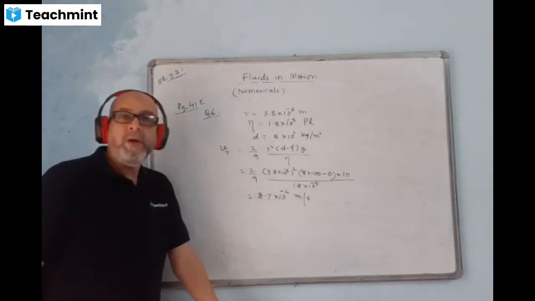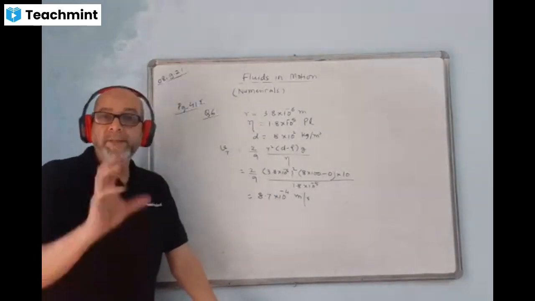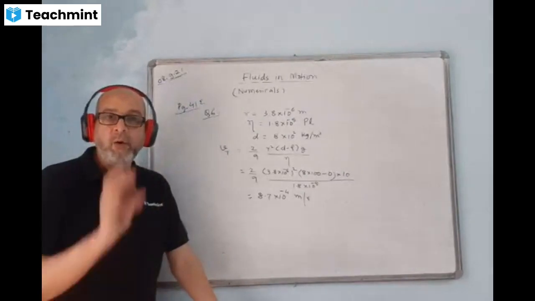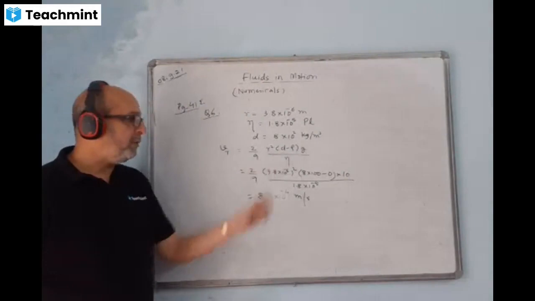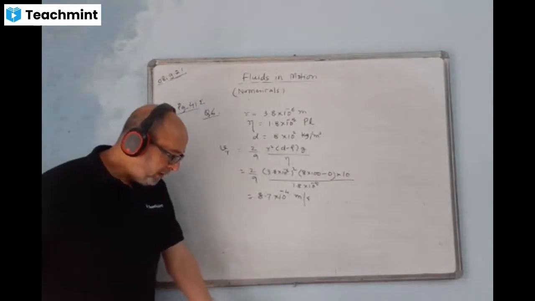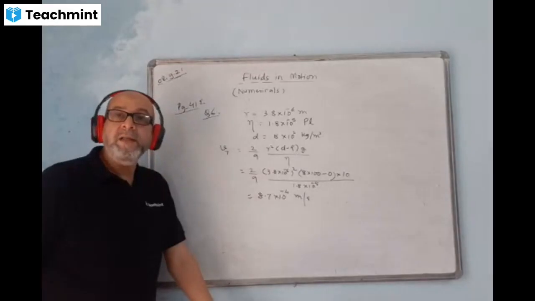Water drop falling through air. So air is the medium in which it is falling. The drop is made up of water. Then d will be the density of water and rho will be the density of air. Density of water may not be given, but we'll take it as 1,000. Density of water is 1,000 kg per meter cube.